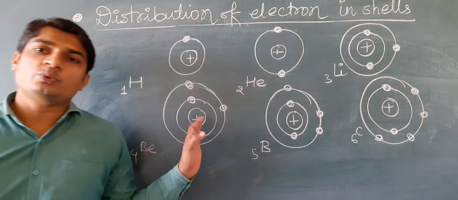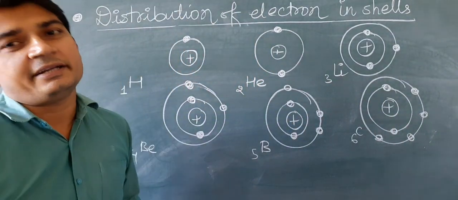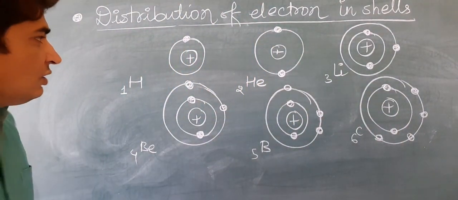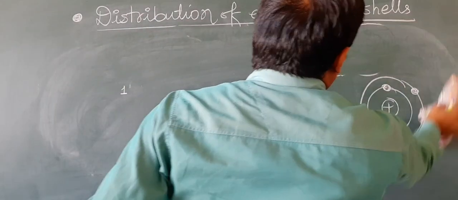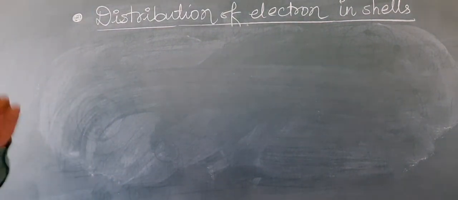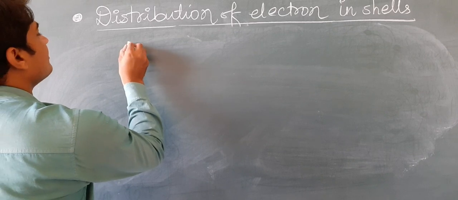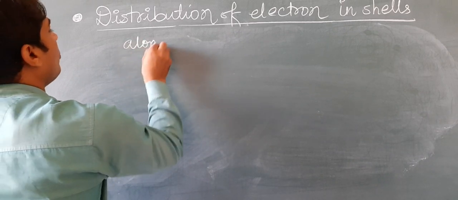Okay, so like this one we go on, we can fill the electrons up to 18. Okay, so in a tabular form we can write down how there would be the distribution of electrons. Okay, so we can write down here name of the atom or element.